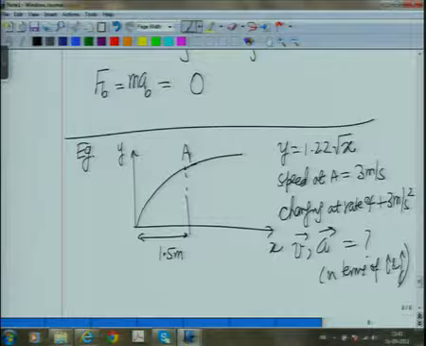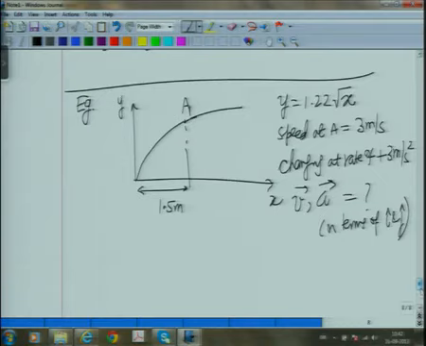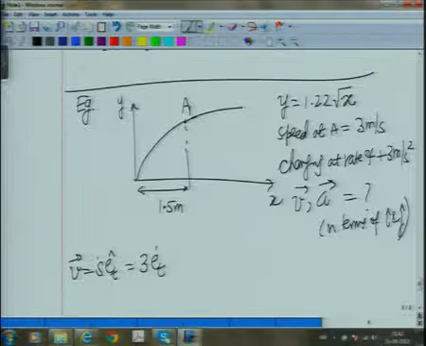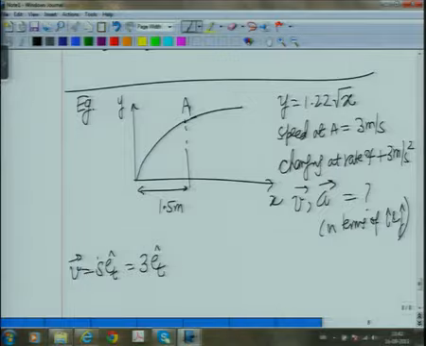Okay. So, this is the problem. Now, S dot is given, S double dot is given, and the curve is given. So, now if we want to find the speed or the velocity, first of all velocity will be equal to S dot Et, which is equal to 3 Et. So, the first thing we have to do here is find Et.